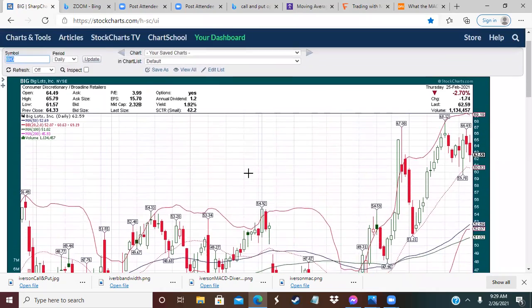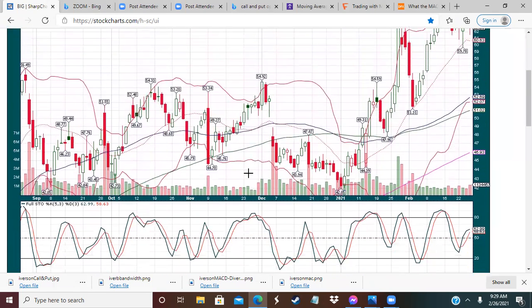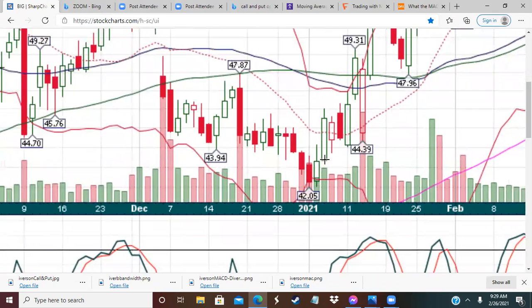Okay, so the chart that you're looking at now, this is Big Lots. Big Lots has been doing really good over the past few months. I mean, stocks are just growing exponentially, and I want to show you some places where this happens. So right here, there's something happening. Can anybody tell me what's happening here?